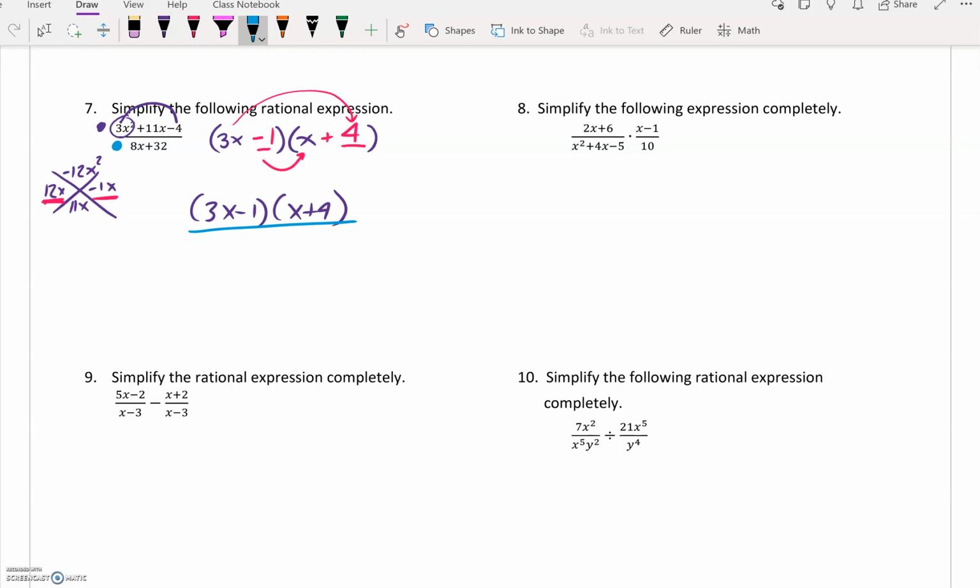All right, to factor the bottom, I notice these two have a GCF. There is a greatest common factor of 8. You can divide 8 evenly out of both of these terms. So if I pull the 8 out to the side, I'm just going to think 8 times what gives me 8x, and 8 times what gives me 32.